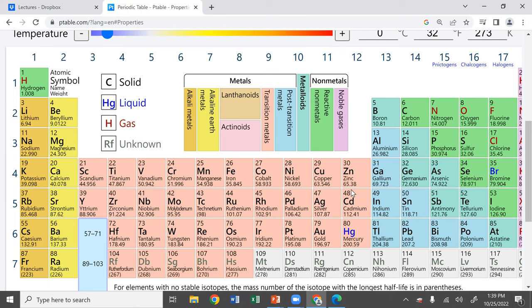But it's still a metal, and it's still not one of our six. So we still treat it like it has more than one possible charge. And in fact, it does. Lead can be plus two or plus four. So in this case, every iodide is what?